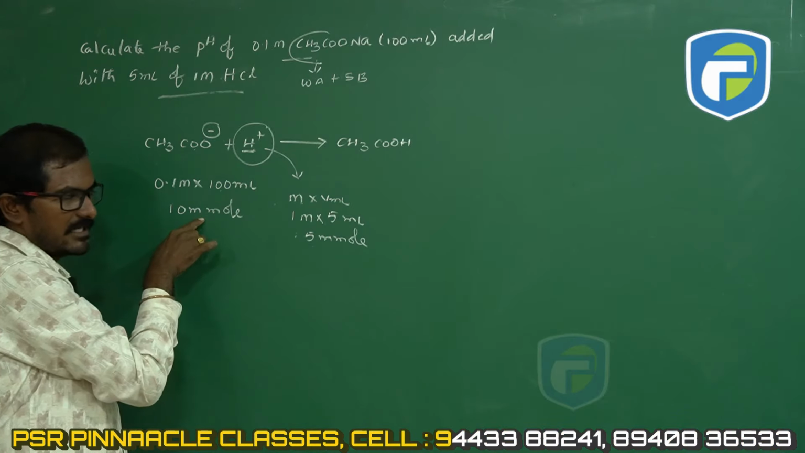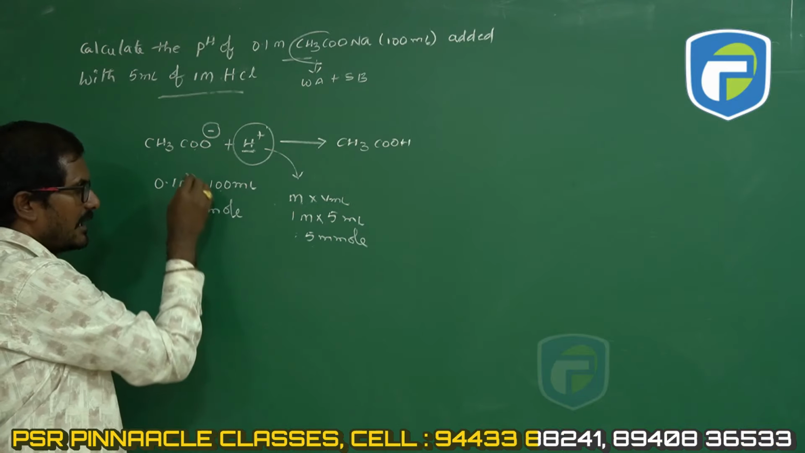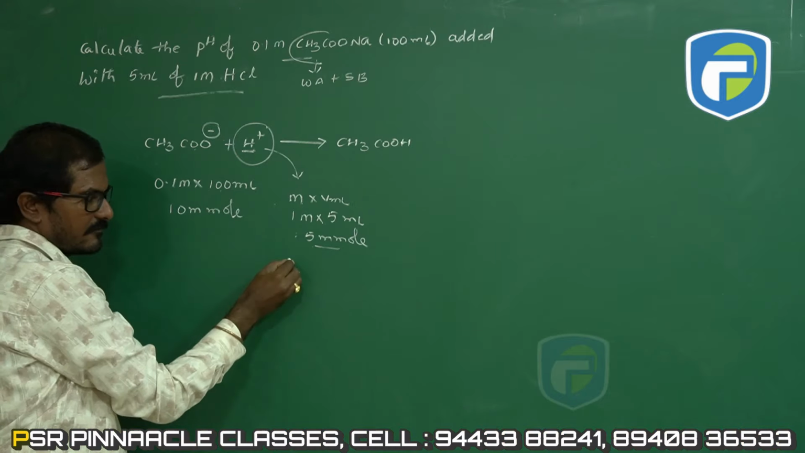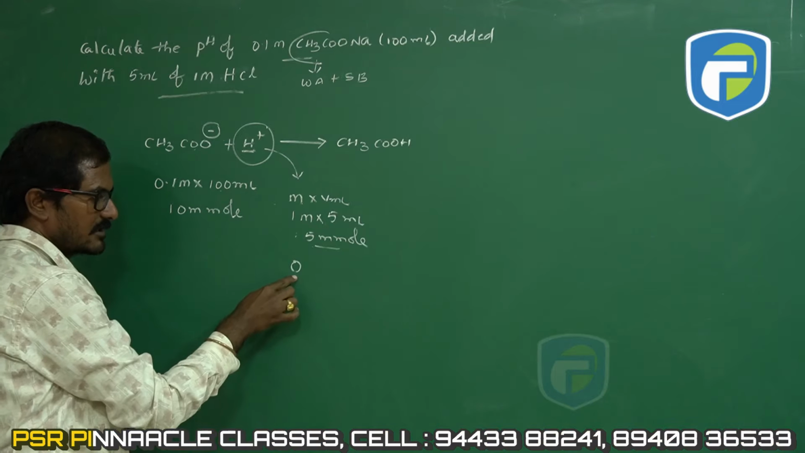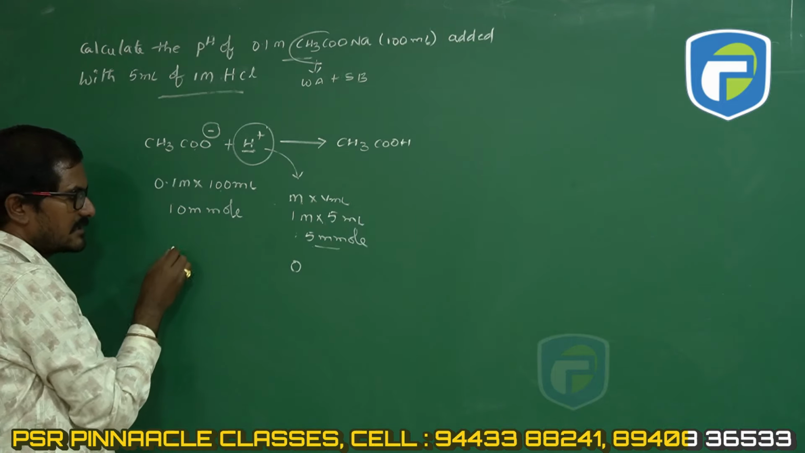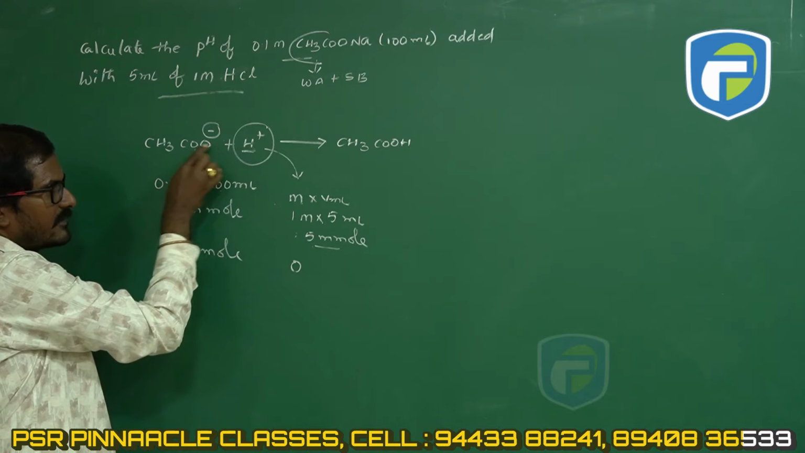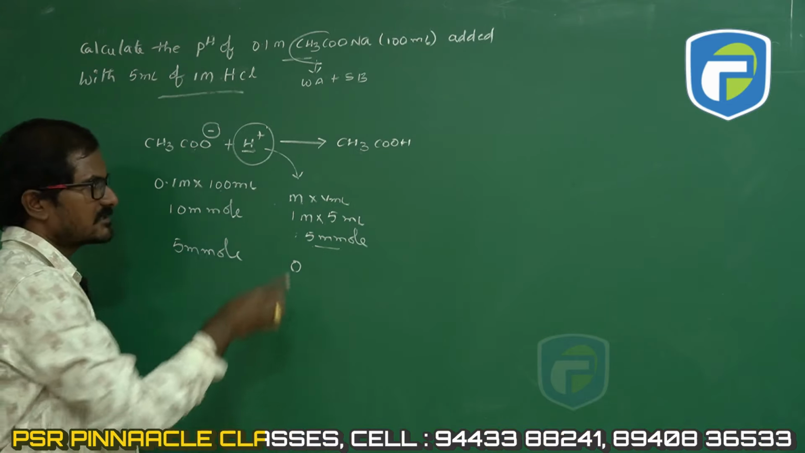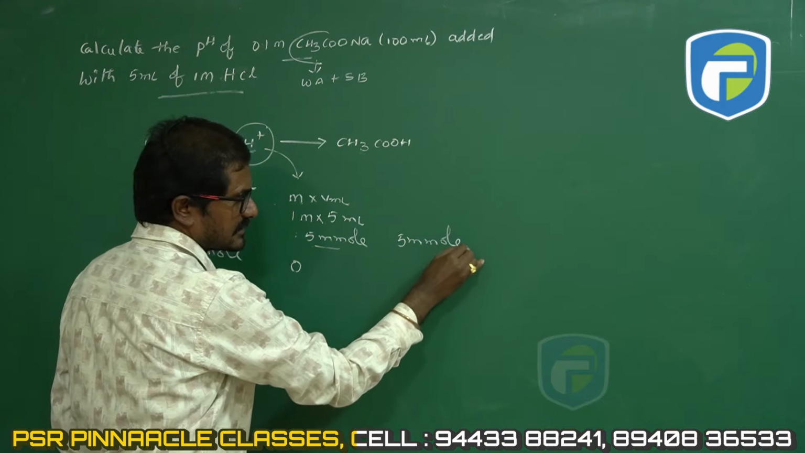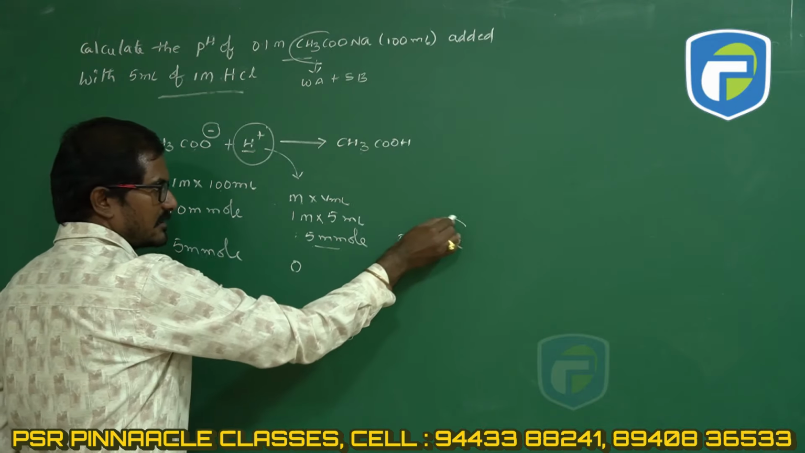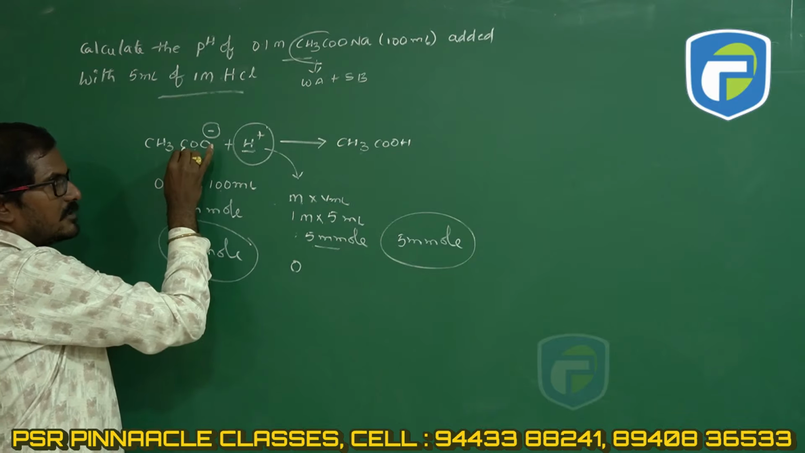So all H plus will react with acetate. So 1 mole of H plus will react with 1 mole of acetate. So 5 millimoles will react with 5 millimoles. Then number of moles of H plus remained in the solution is 0. Number of moles of acetate remained in the solution is 5 millimoles, because 1 mole of H plus can form 1 mole of acetic acid. 5 millimoles of H plus can form 5 millimoles of acetic acid. Now the mixture contains 5 millimoles of weak acid and 5 millimoles of sodium acetate.